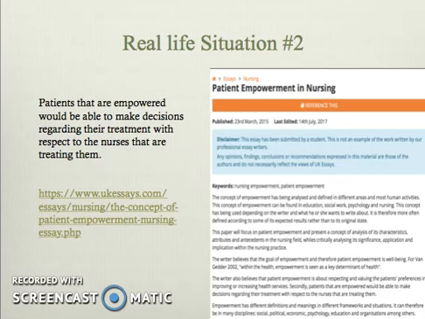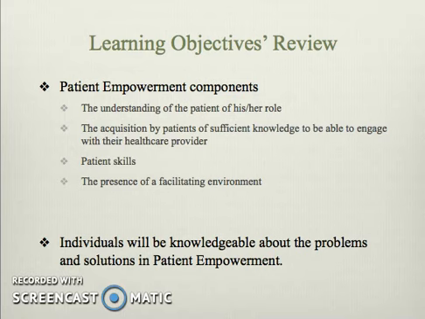The learning objectives in this video were to know what patient empowerment is, its components, what are some of its problems, and what are some of its solutions.